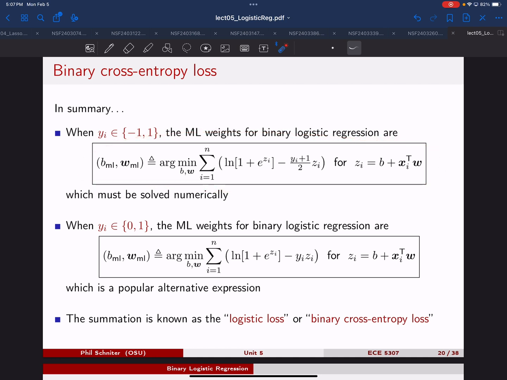This is unfortunately not one that we can solve on paper, but it is something that we can solve numerically. And it turns out that this is what we call convex, and so we can definitely optimize it with a numerical algorithm. That's not an issue. And then in practice, scikit-learn does this for us.